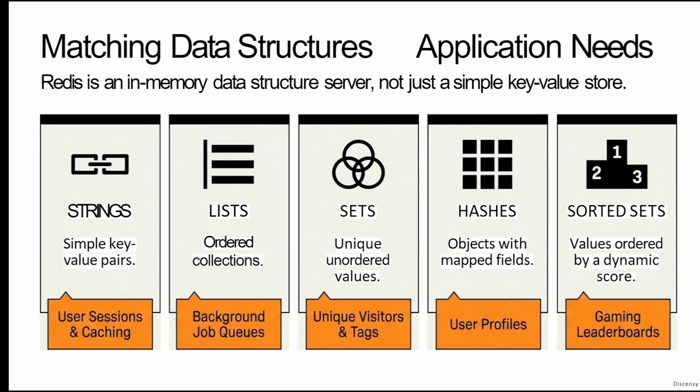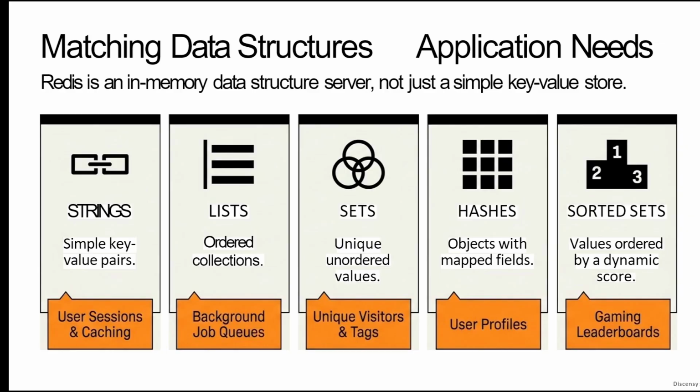Here you might see the different data structures: strings, lists, sets, hashes, and sorted sets, and they have different purposes and ways of utilization. Strings are simple key value pairs for user sessions and caching. For lists, ordered collections for background job queues. And the next, sets: unique unordered values for unique visitors and tags.